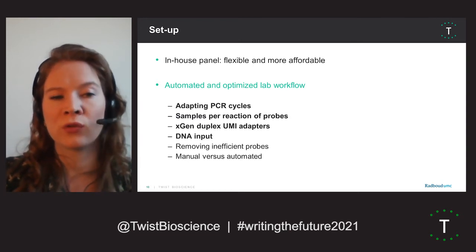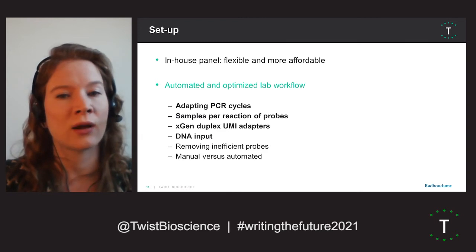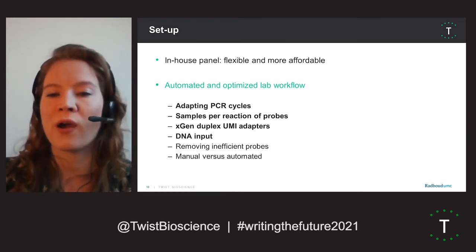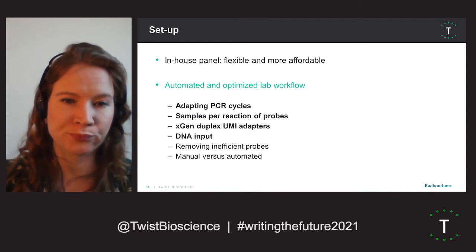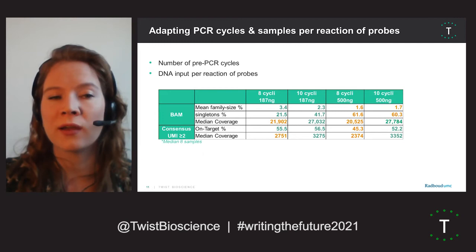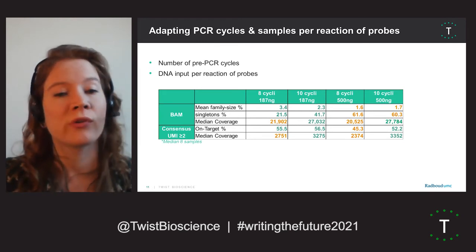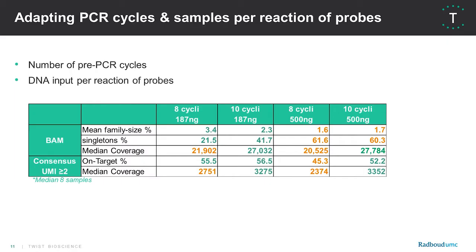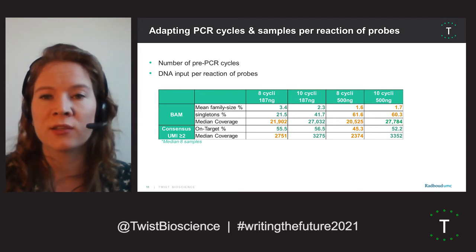I'll go into detail in the first 4 of these things that we did, to give an overview of how you can optimize your own workflow as well. First of all, the number of pre-PCR cycles and the DNA input per reaction of probes. So we started out with checking if we could use either 8 or 10 pre-PCR cycles, or if the total concentration of DNA used in your capture makes a difference.